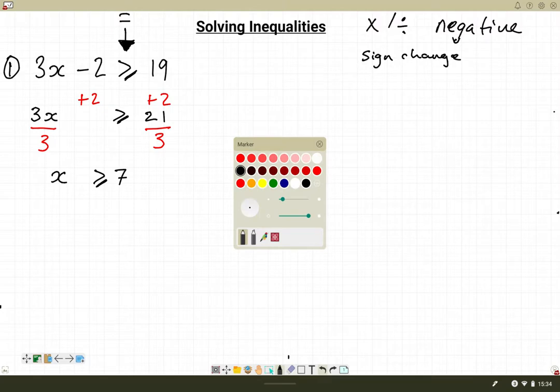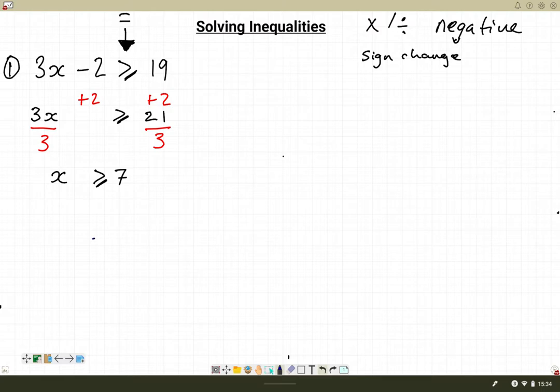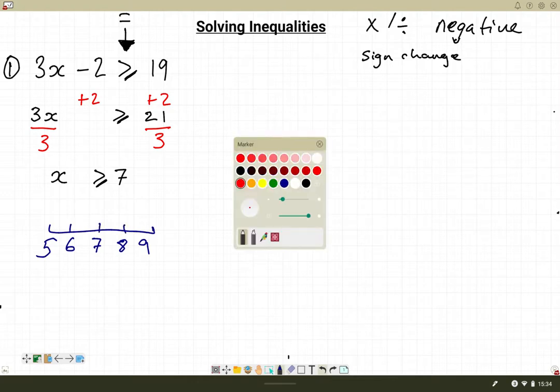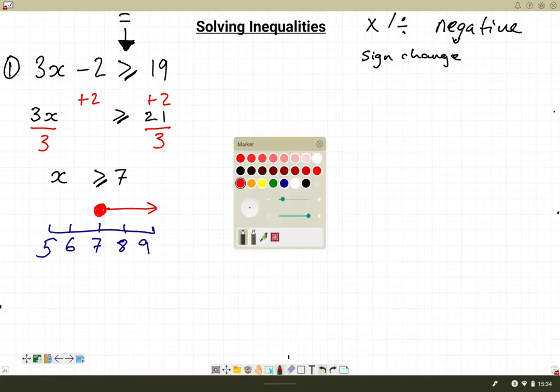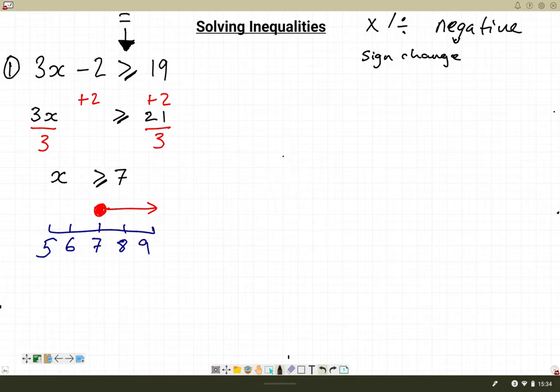But sometimes you might need to show that on a number line. So let me just draw a quick number line. 5, 6, 7, 8, 9. Because x is greater or equal to, the circle I draw on top of 7 will be shaded in, and then an arrow going to the right showing x can take any value greater or equal to 7. So that's how you solve inequalities, guys.